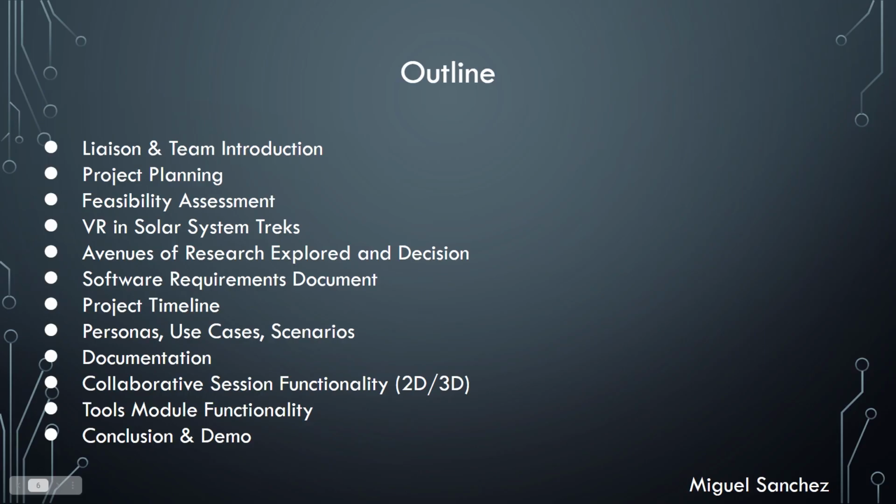This is an outline of our presentation. First, we're going to go over the liaison and team introductions, then our project planning, feasibility assessments, then VR and the VR in the solar system tracks, our avenues of research explored and the decisions, our software requirements document, project timeline, personas, use cases, and scenarios, our documentation, our collaborative session functionality in 2D and 3D, tools, modules, and functionalities, and finally, our conclusion and demo.